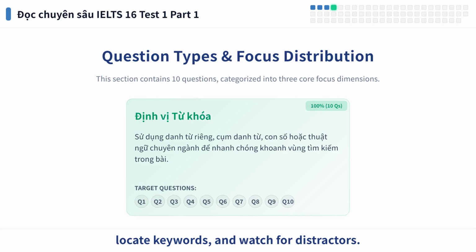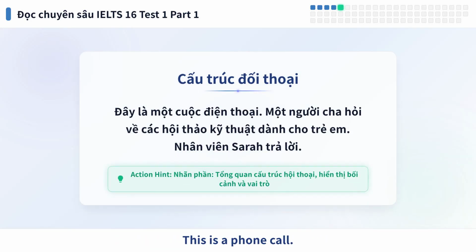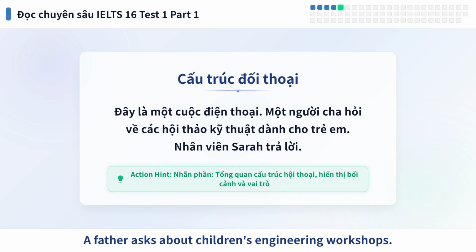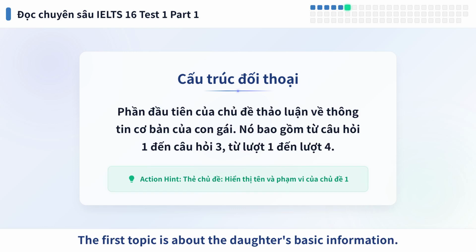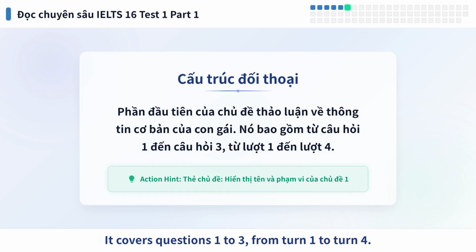This is a phone call. A father asks about children's engineering workshops. Staff member Sarah answers. The first topic is about the daughter's basic information. It covers questions 1 to 3 from turn 1 to turn 4.